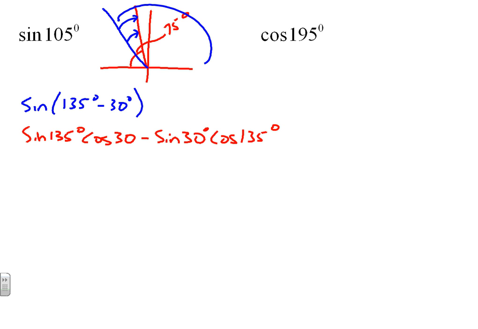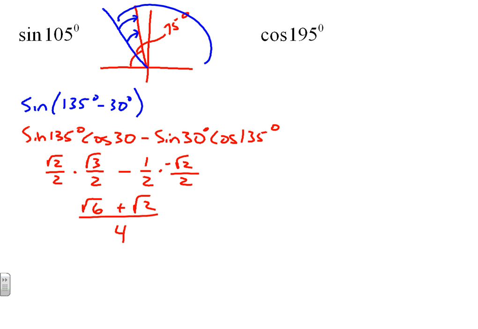Now at that point you might want to draw the triangles to create these, or you may have these memorized. Sine of 135 degrees is 1 on root 2, or root 2 on 2. Cosine of 30 degrees is root 3 on 2, minus sine of 30, 1/2, times cosine of 135, that is negative 1 on root 2, or negative root 2 on 2. Again, you can draw the triangles and come up with those. This gives us square root of 6 plus square root of 2, and notice we get common denominators, all on 4.